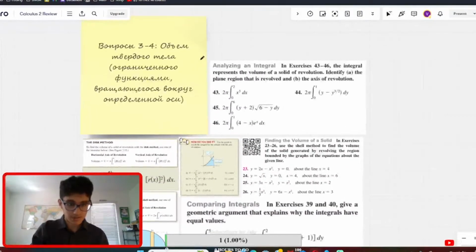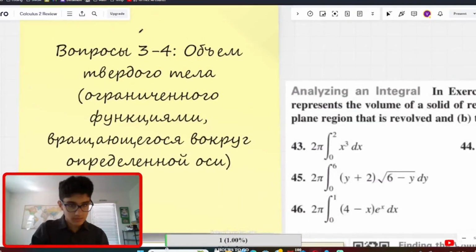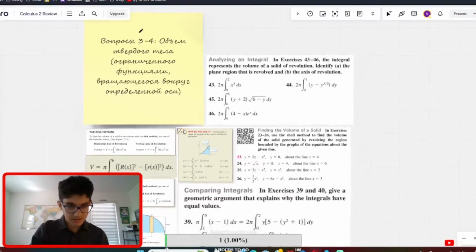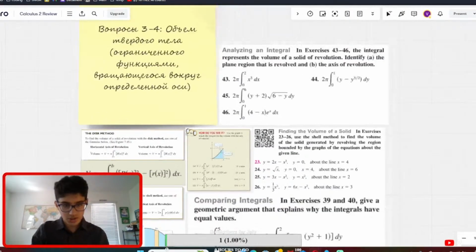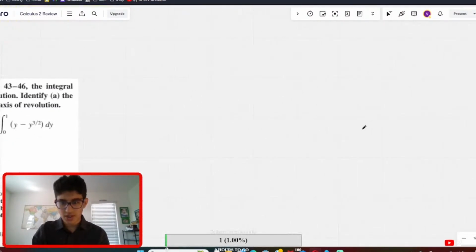This is a lot more interesting. It's something I can't really read. So basically, it's a disk method, washer method, and shell method. This is the washer method. In the middle, the top one is a disk method, bottom is a shell method. Let's do one of each, like a basic example of each, then we'll move on to the questions. So we'll begin with the disk method.